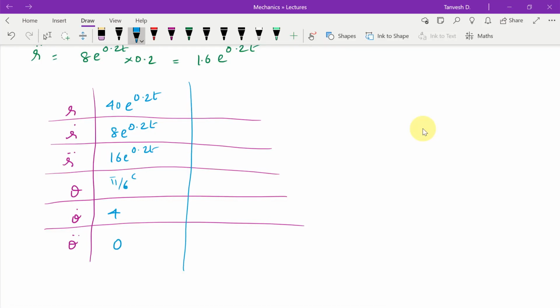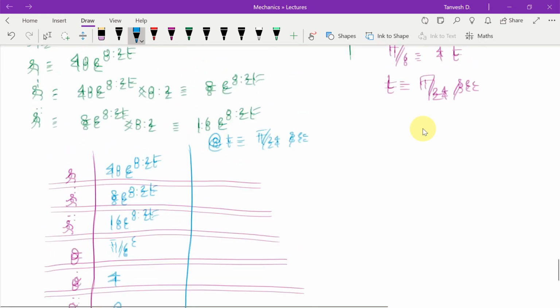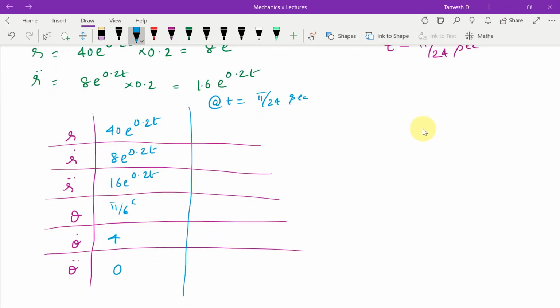Now at t equals pi by 24 seconds, r will be equal to 41.0610. R dot will be equal to 8.2122 meters per second, and r double dot will be equal to 1.6424 meters per second squared. Theta dot is 4 and theta double dot is 0 itself.